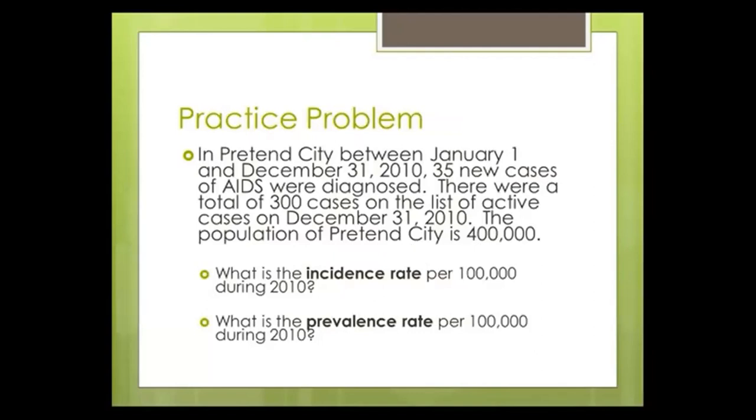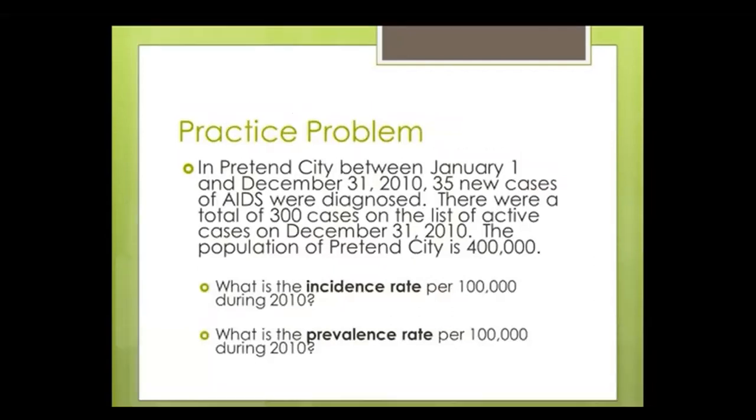Now, note that when you write the answer, you have to be sure to write the number and then add per 100,000. Otherwise, the rate means nothing to the reader. So they might be asking, is it 75 cases per 100 population or 75 per 100,000? Also, you should know that the new cases are already included in your number of existing or active cases. Go ahead and calculate those rates.